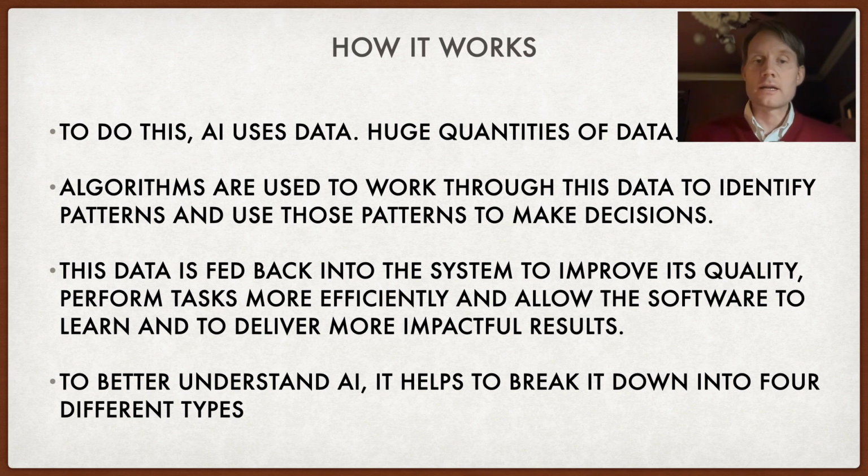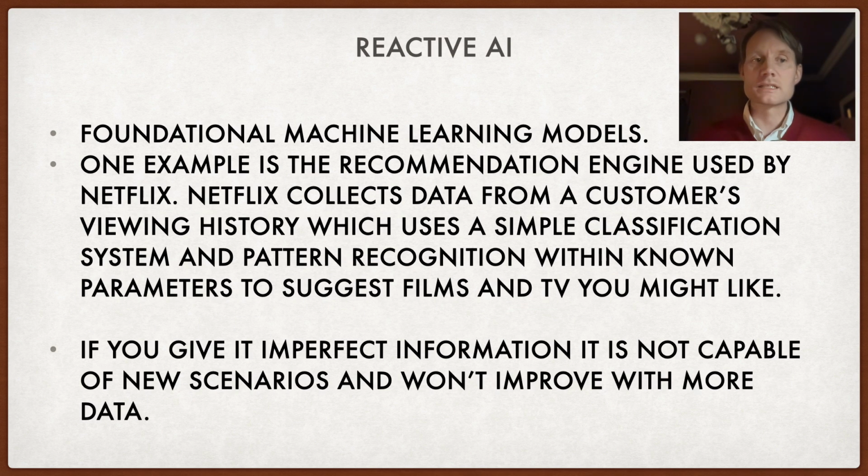So to better understand AI, it helps to break it down into 4 different types. The first type we'll be looking at is the simplest, that's reactive AI. So this is known as foundational machine learning models, which we'll be getting more into later. One example, which I think a lot of us will be familiar with, is Netflix recommendations. So Netflix will collect data from a customer's account and look at their viewing history and use that to be able to formulate and predict what they think their customer will also want to watch.